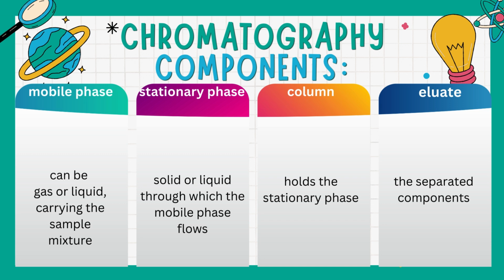And lastly, we have the eluate. It refers to the separated components. The eluate is the fluid that exits the chromatography column, and it contains the separated components of the sample. As the compounds are eluted at different times, they can be collected and analyzed separately. So again, for the components, we've got the mobile phase, the stationary phase, the column, and the eluate.